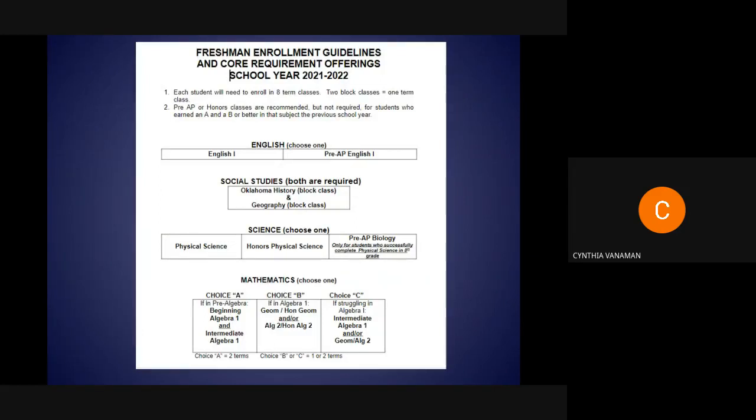These are the core classes. So freshmen have probably more required classes than any other class. So you're going to have four, possibly five lines of your eight classes filled out on that pre-enrollment form with just your core classes.